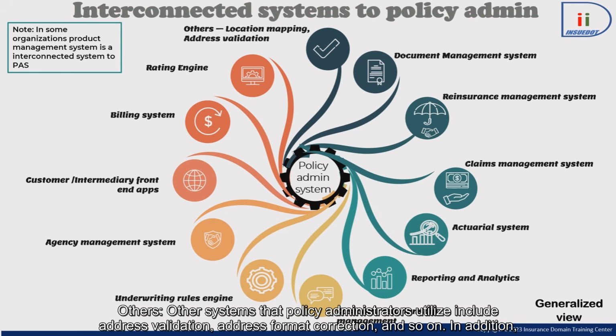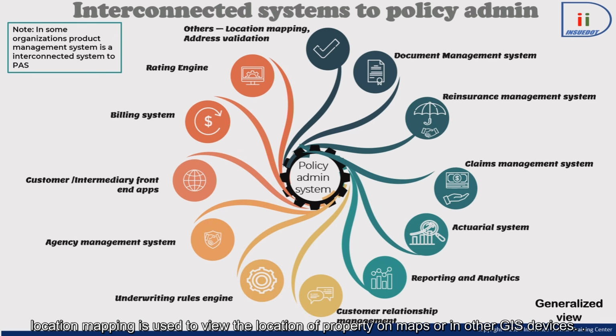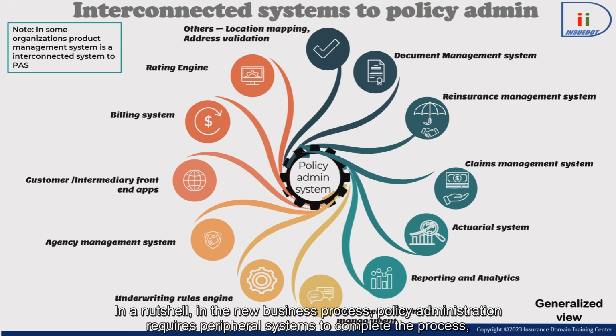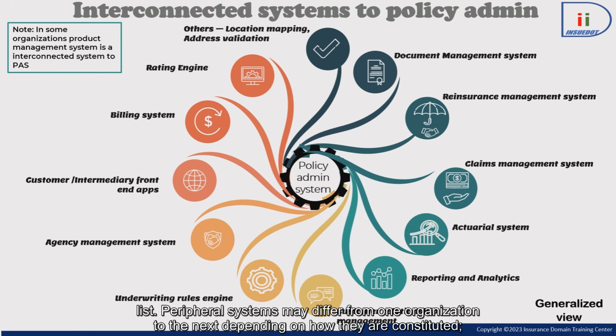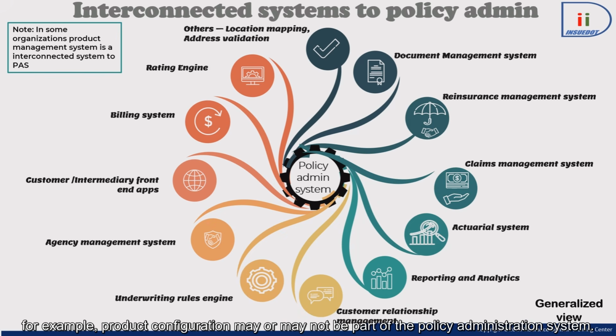Other systems that policy administrators utilize include address validation, address format correction, and so on. In addition, location mapping is used to view the location of property on maps or in other GIS devices. In a nutshell, in the new business process, policy administration requires peripheral systems to complete the process, and other systems require policy administration insurance data to do their functions. This is not an all-inclusive list. Peripheral systems may differ from one organization to the next depending on how they are constituted. For example, product configuration may or may not be part of the policy administration system.